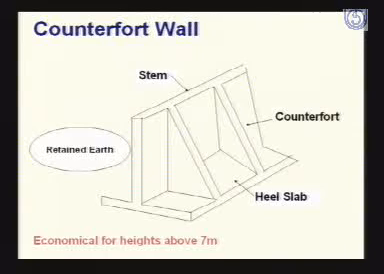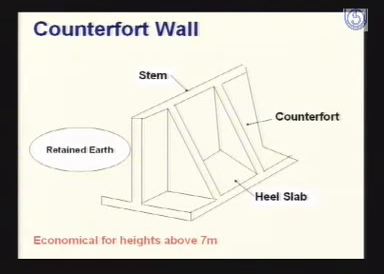As you can see from this figure, if you leave these portions, these are called counterforts. If you remove these counterforts from this retaining wall, then this becomes simply a cantilever wall. So what is the need of this counterfort wall then? Means, if we provide a retaining wall as a cantilever wall for a height more than 7 meters, then what will happen?